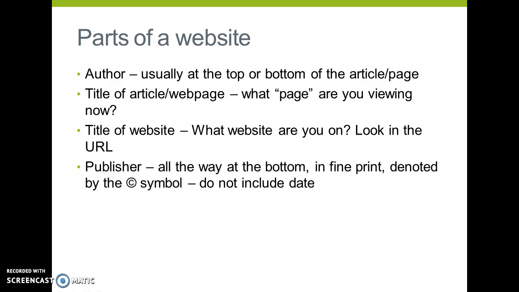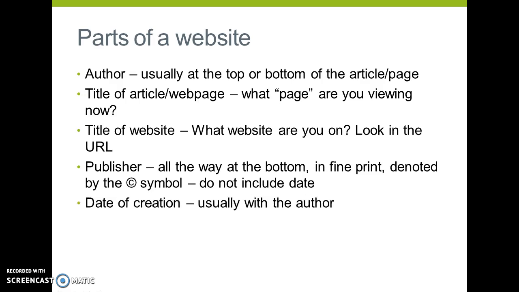The publisher is all the way at the bottom of the page, usually in very fine print, and it's denoted by the copyright symbol. So you might see the copyright symbol, a date, and then a company name. The company name is the publisher. You do not include the date. It's usually a year or a span of years. You do not include that, only the company name.